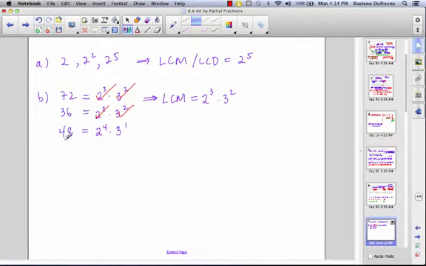Then, in order for 48 to divide evenly, we need at least 1 3, which we have, and we need 4 2's. However, we only have 3 2's, so we need to introduce another 2, and then we can say that the 48 will divide in evenly. So the LCM is actually 2 to the 4 times 3 squared.